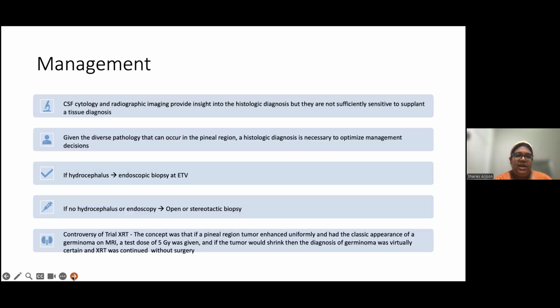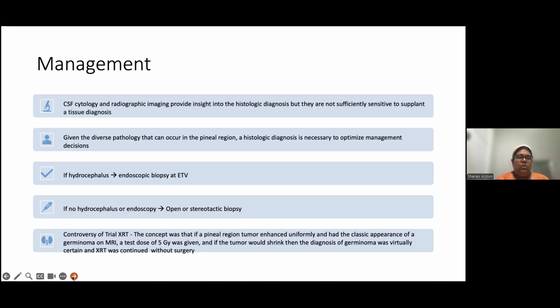CSF cytology and radiographic imaging provide insight into the histological diagnosis, but they are not sufficiently sensitive to supplant a tissue diagnosis. Given the diverse pathology that can occur in the pineal region, a histological diagnosis is necessary to guide management decisions. So if hydrocephalus is present, we do an endoscopic biopsy plus an ETV. And if no hydrocephalus is present, or endoscopy is not feasible, then we would have to resort to open or stereotactic biopsies.